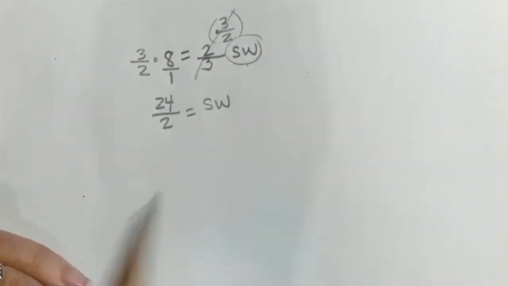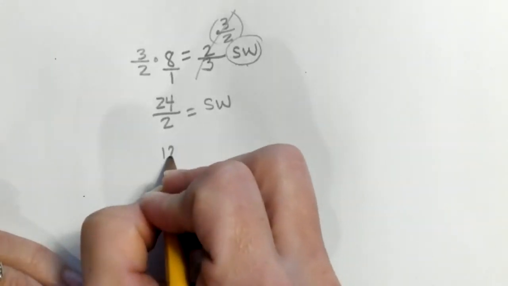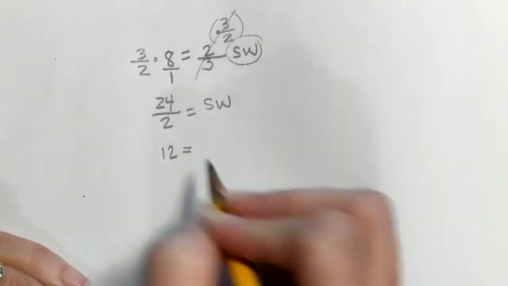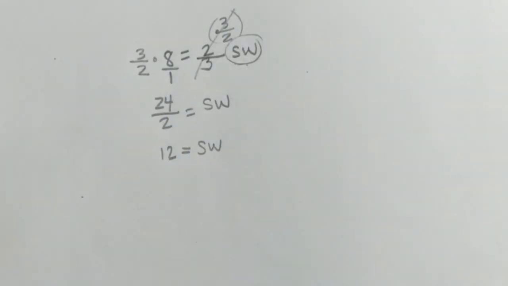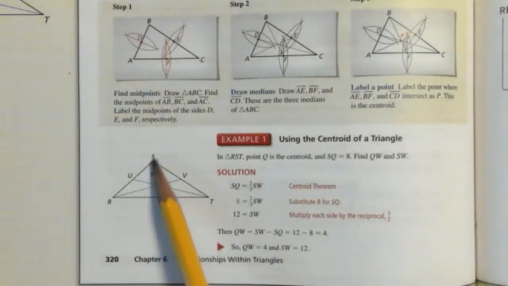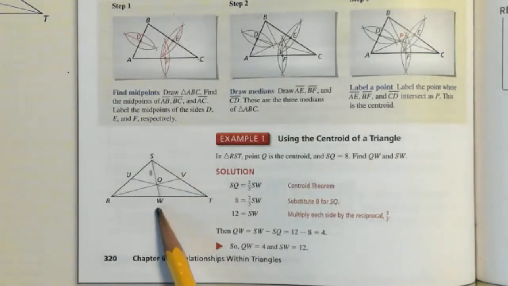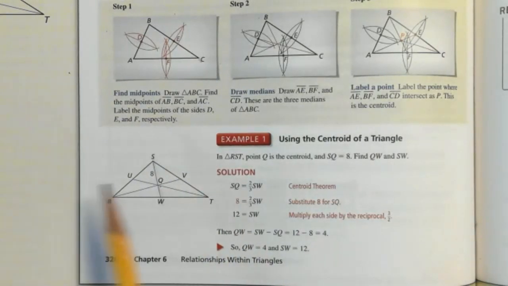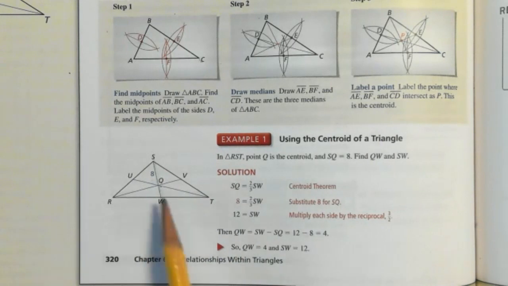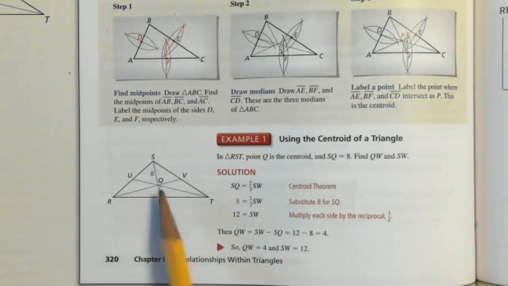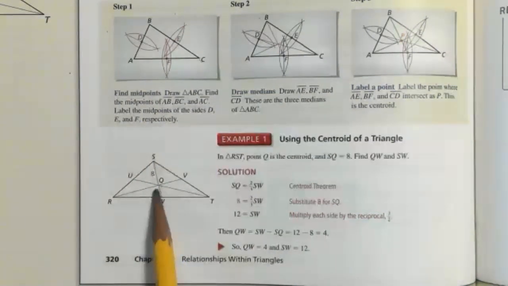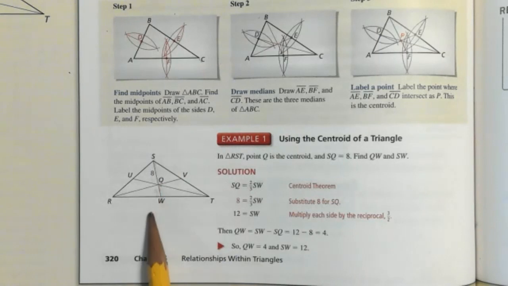Okay. All right. So now we have 12 equals SW. So keep that in mind. 12 equals SW. So our whole side length here is 12. Our 2/3 side is 8. So what's left for our 1/3 side? 4. 12 minus 8 is 4. So that means that this 1/3 side is 4. The whole thing is 12. This part is 8. This part is 4.